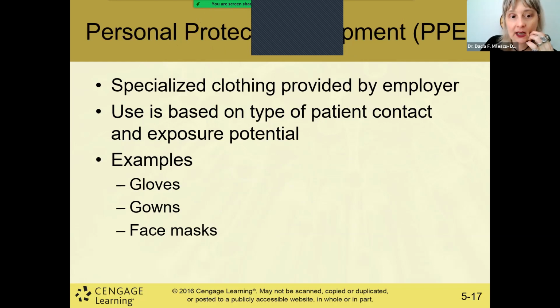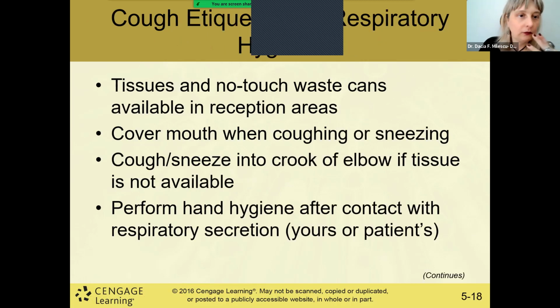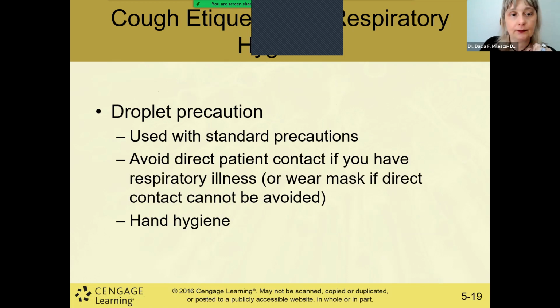All right, so what is the PPE? The gloves, the gowns, and the face masks. The face masks usually have a shield to protect you from splattering of blood. Super important. Goggles that can be placed over the eyes during surgery, super important. Tissues and no-touch waste cans must be available. Cover the mouth when coughing and sneezing. When you cough and sneeze, again, the crook of the elbow if the tissue is not available. Perform hand hygiene after contact with respiratory secretions, whether it's yours or the patient's. Let's say you blow your nose, then you have to go wash your hands.